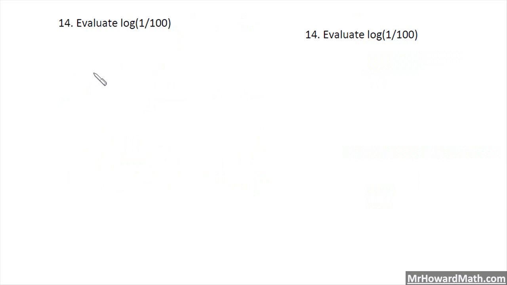All right, problem 14. Evaluate log base 10 of 1 over 100. There's no base listed, so it's implied to be 10. So there are two ways to do this. I'm going to do it both ways. So 1 over 100 is the same thing as 1 over 10 squared. Okay, and then that can be simplified down to 10 to the negative 2. 1 over 10 squared, 10 to the negative 2.